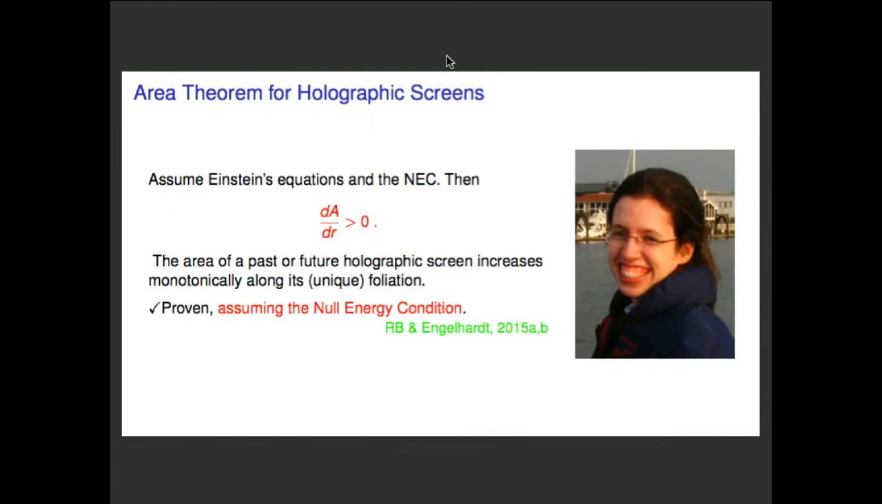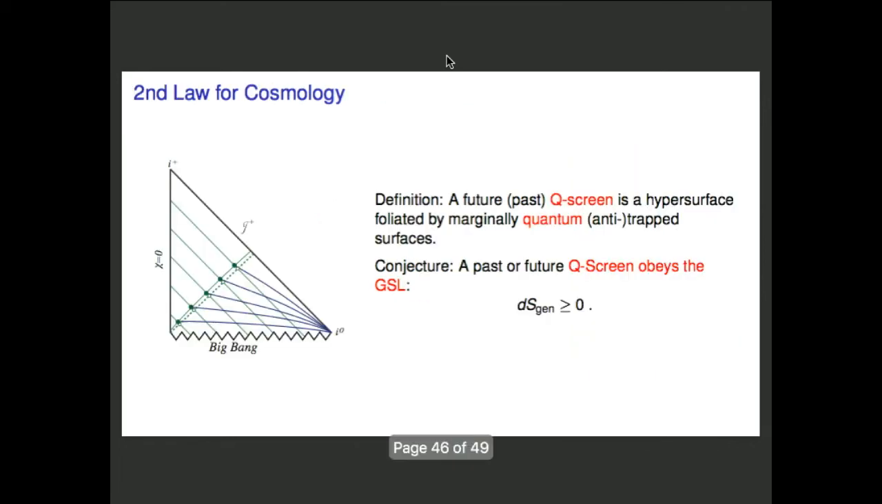When the null energy condition is violated, it can be fixed up by replacing the area with the generalized entropy. And then you get, in a sense, a second law for cosmology. You no longer need to have event horizons to make this statement. It's a much larger class of hypersurfaces to which that statement can now be made.